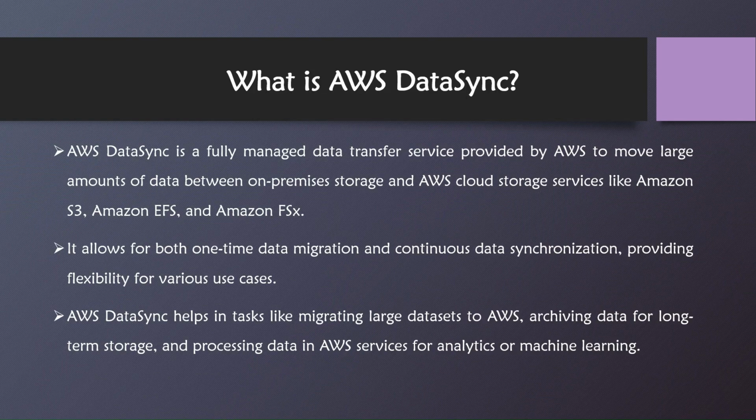It also helps with tasks like migrating large databases to AWS, archiving data for long-term storage, and processing data in AWS services for analytics or machine learning. These services offer automation, scheduling, and monitoring capabilities, making it easier to track progress and ensure successful data transfer. To move large amounts of data between on-premises storage and AWS storage, we will use DataSync.